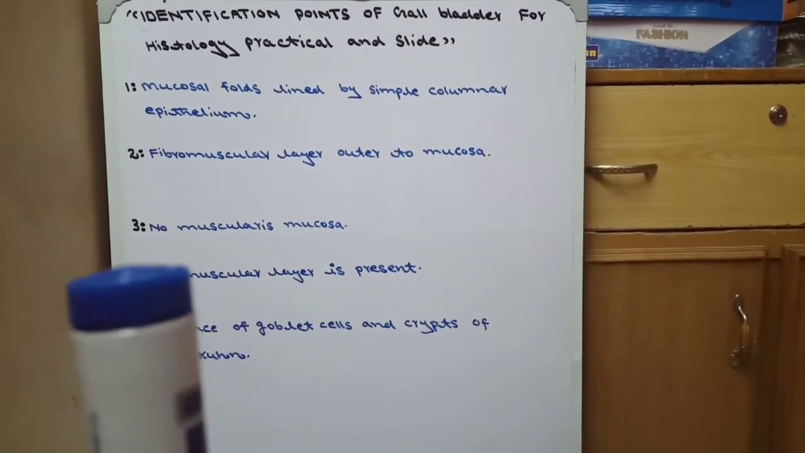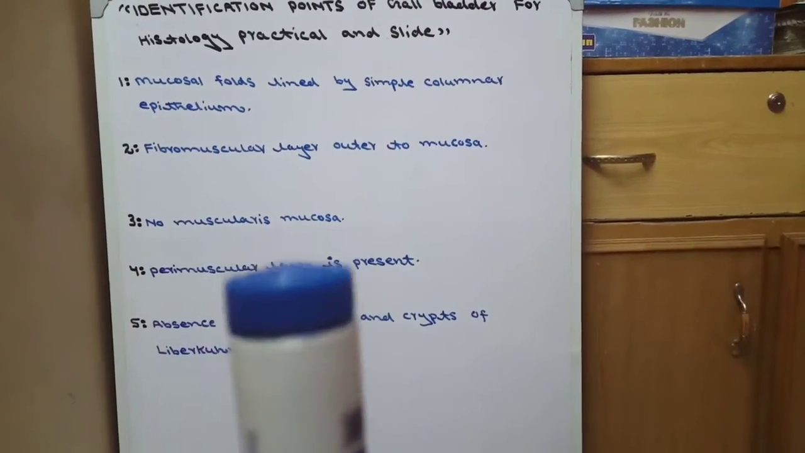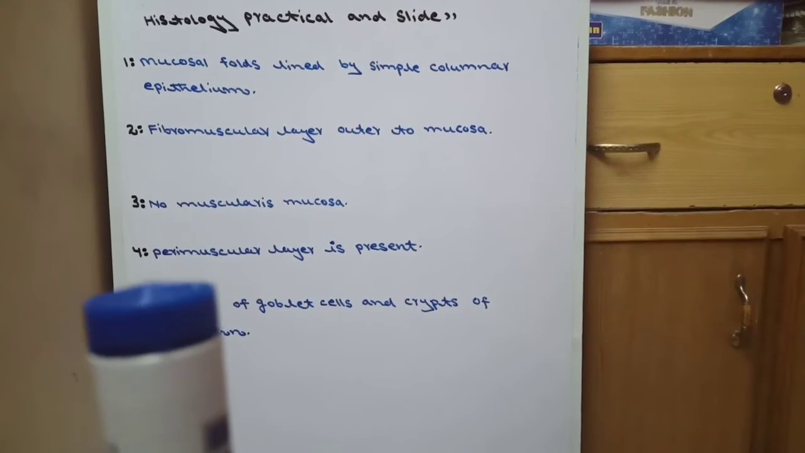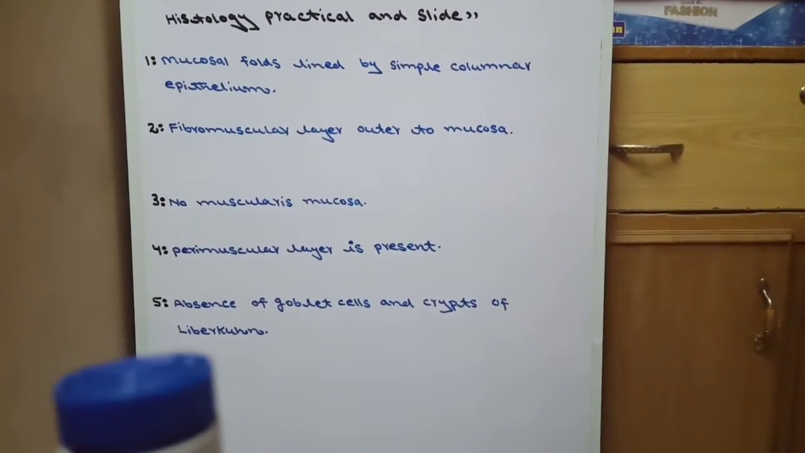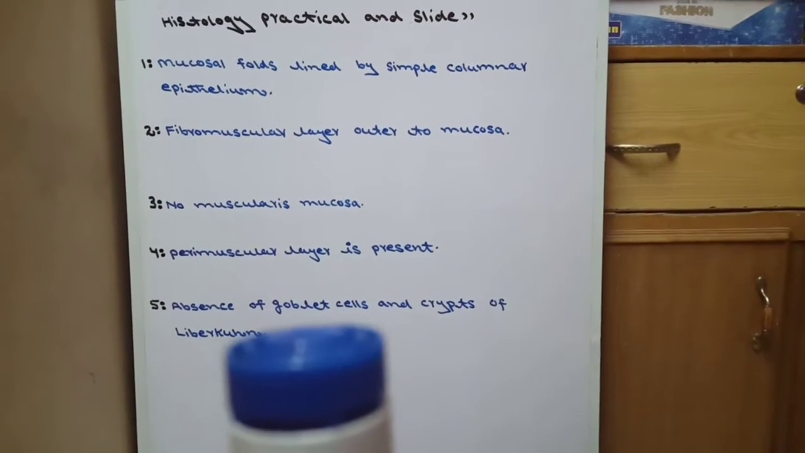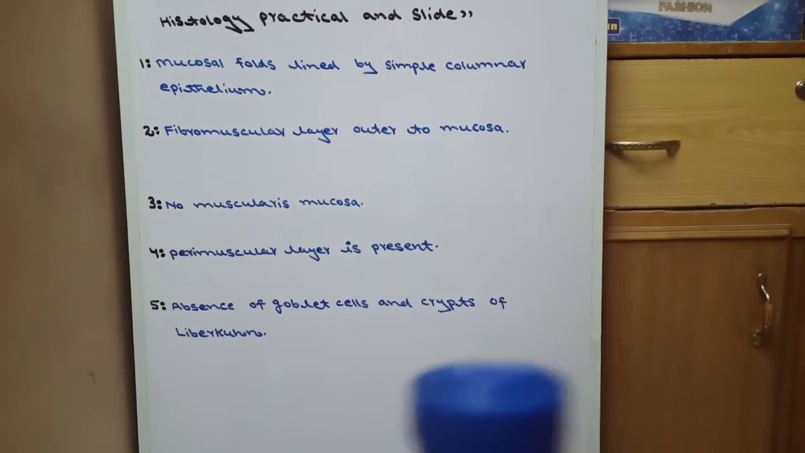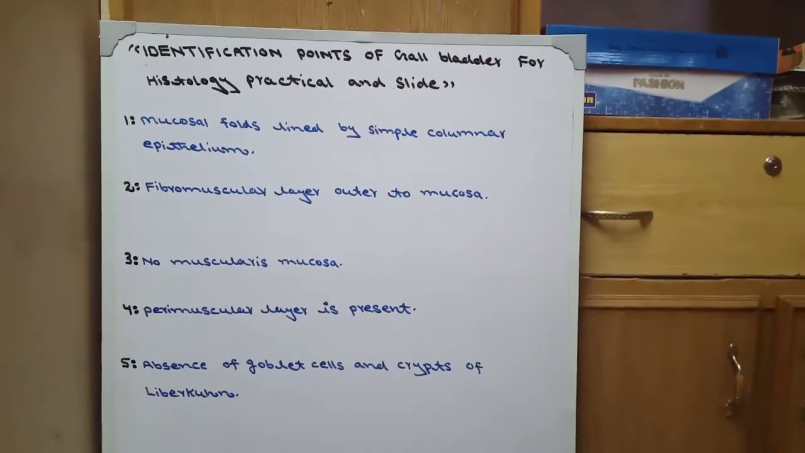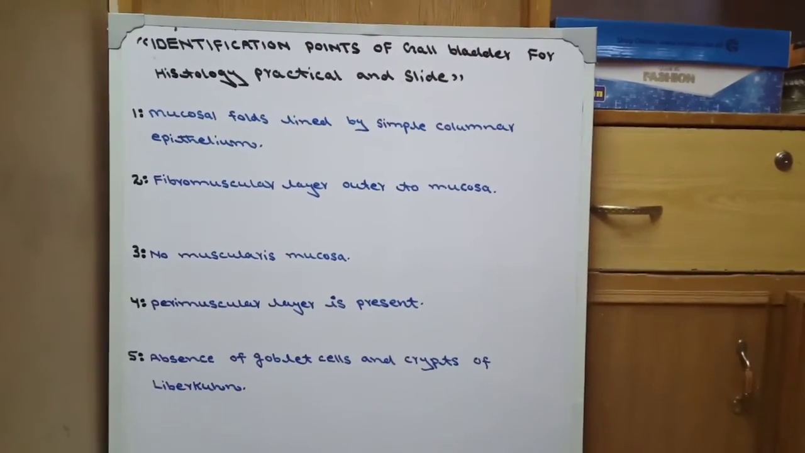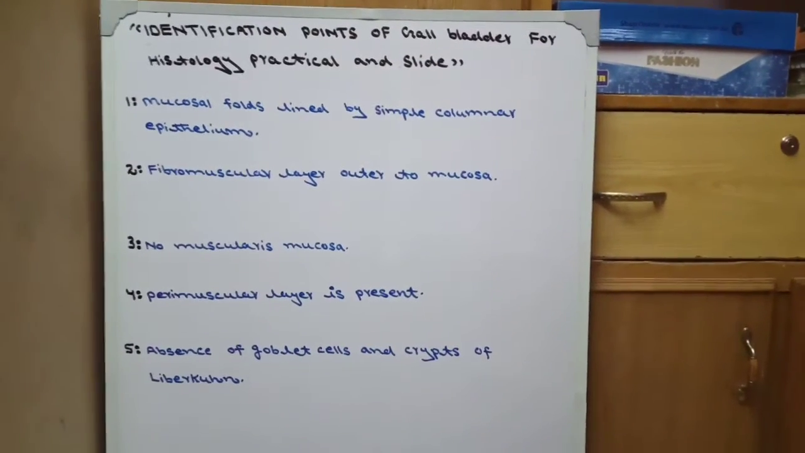Number 3, no muscularis mucosa. Number 4, perimuscular layer is present. And number 5, absence of goblet cells and crypts of Lieberkühn. These are the 5 identification points of gallbladder for histology practical and slide.